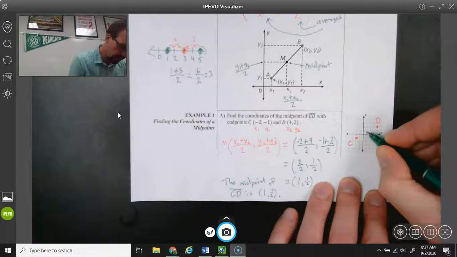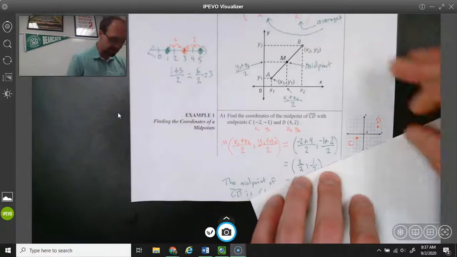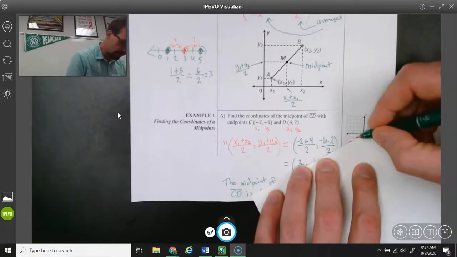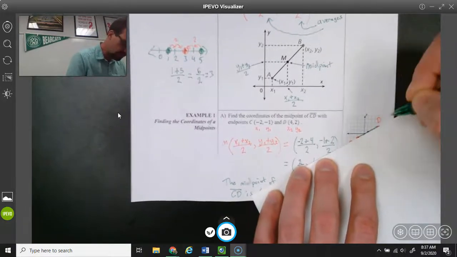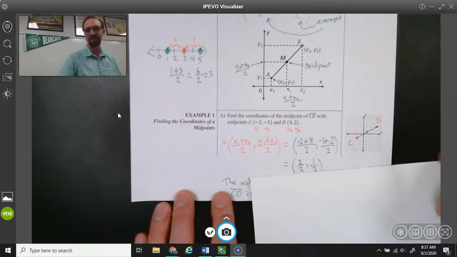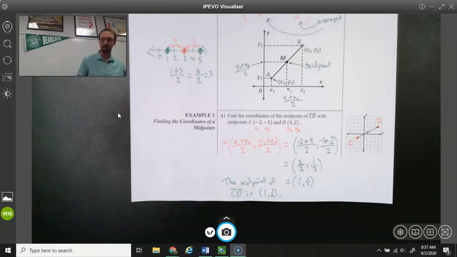Now if I put this on the grid here, if I go over 1 and then up 1/2, what you should notice is that if you connect these with a straight edge, going from C to D, the distance from C to that midpoint and from D to that midpoint should be the same. And in fact it is. You can see it visually if you plotted those points correctly.